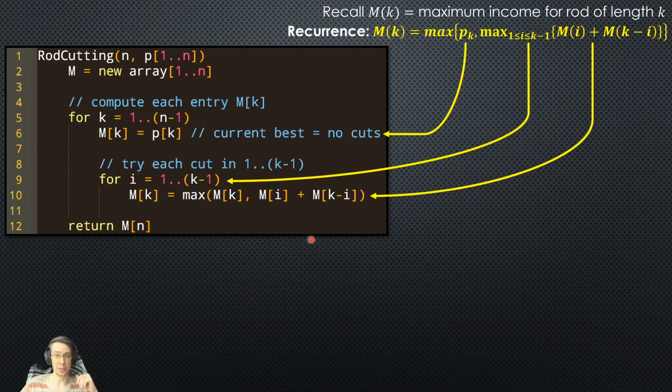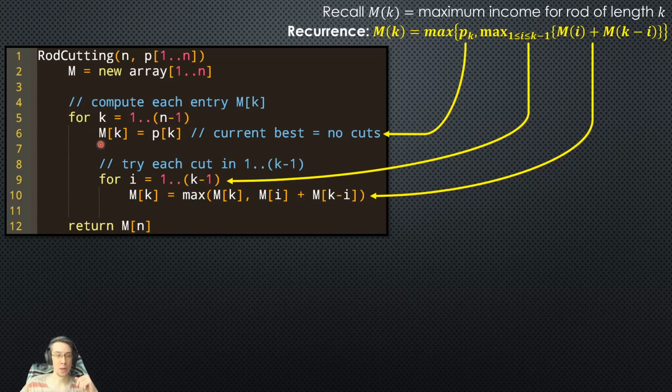So here's pseudocode to do this. This is the rod cutting algorithm. We give it an n and an array of prices, p1 up to pn. And m is our array that contains our maximum income for a rod of length k, so m of k is the maximum income for a rod of length k. We compute each entry m of k, for k equals 1 up to n. Sorry, I wrote n minus 1, but this should actually be up to n, because we want to compute m of n. That's a mistake I'll have to fix in the slides.